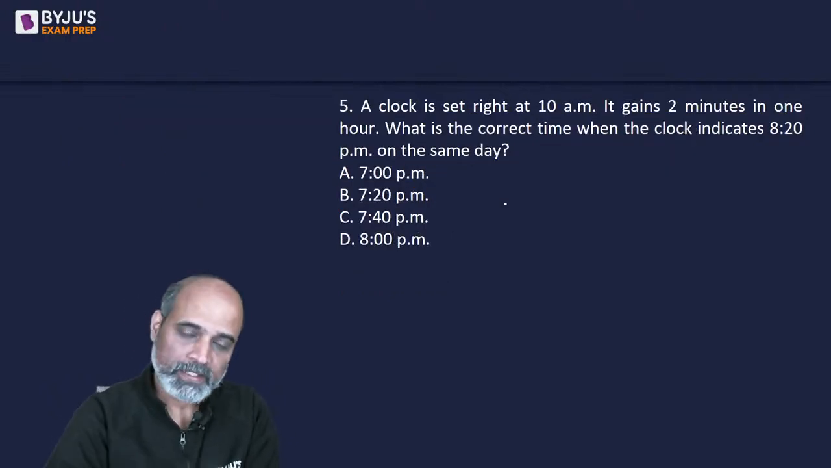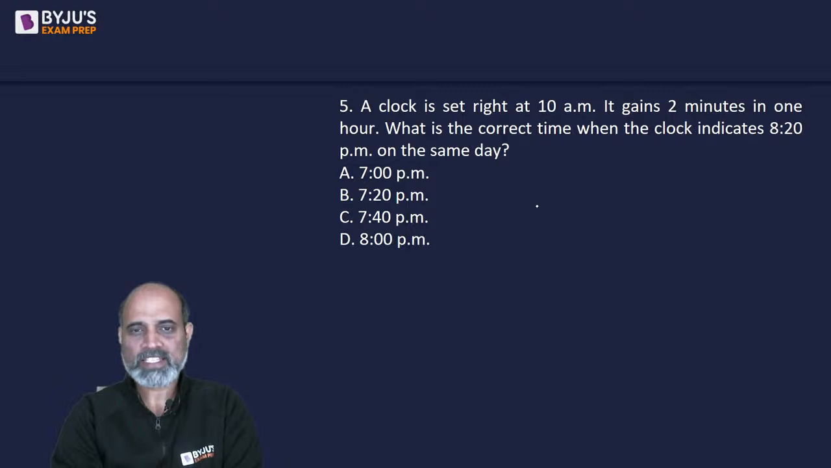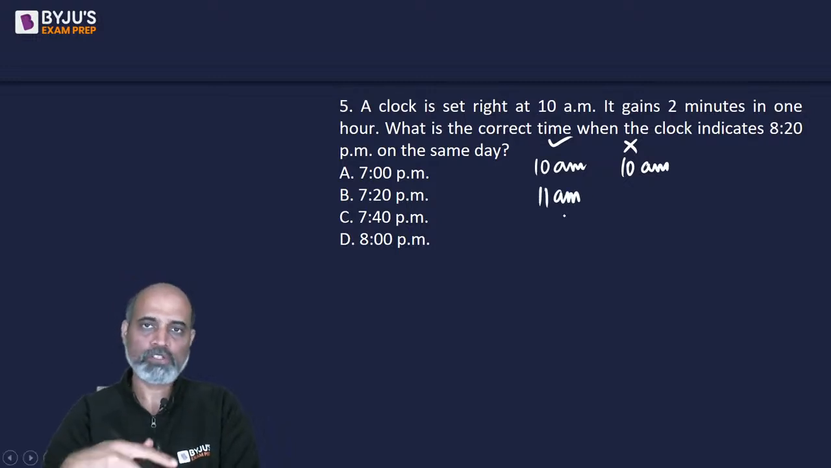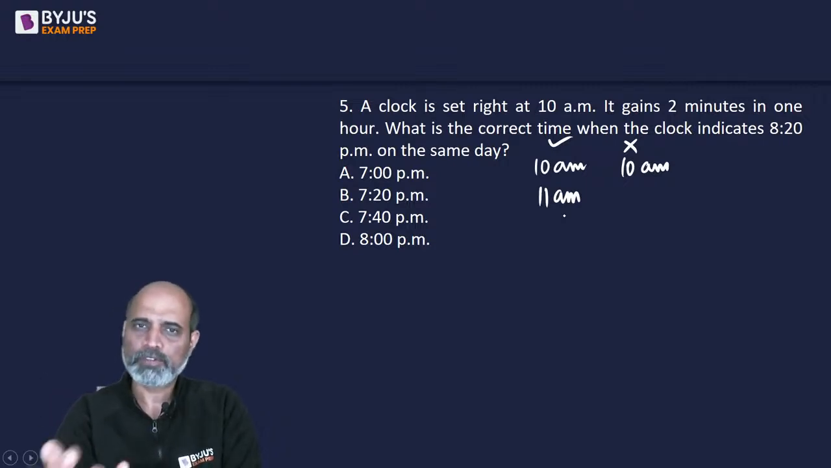Okay. Next, a clock is set right at 10 a.m. It gains 2 minutes in 1 hour. What is the correct time when the clock indicates 8:20 p.m. on the same day? So 10 a.m. So this is a correct clock and this is the wrong clock. Both are showing 10. Now what will happen is in 1 hour the normal clock will move by 1 hour, right? It will show now 11 a.m.